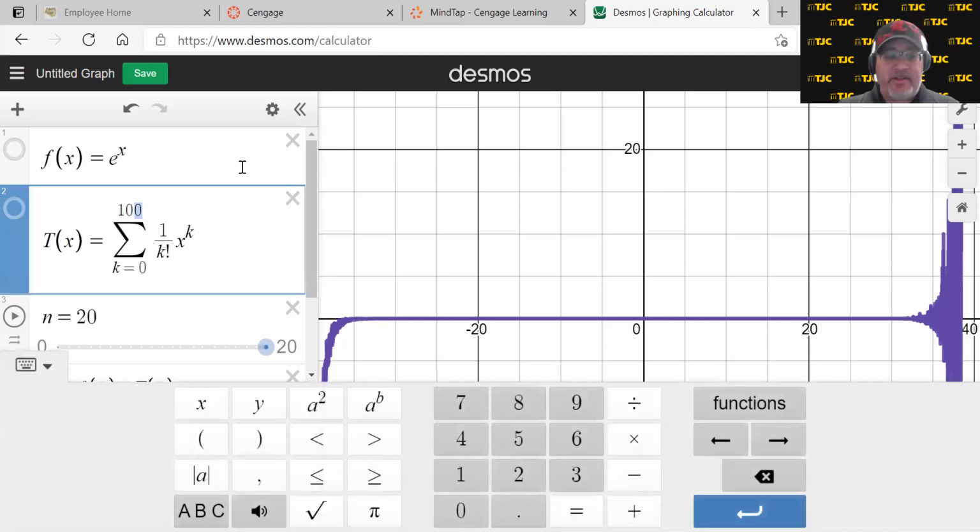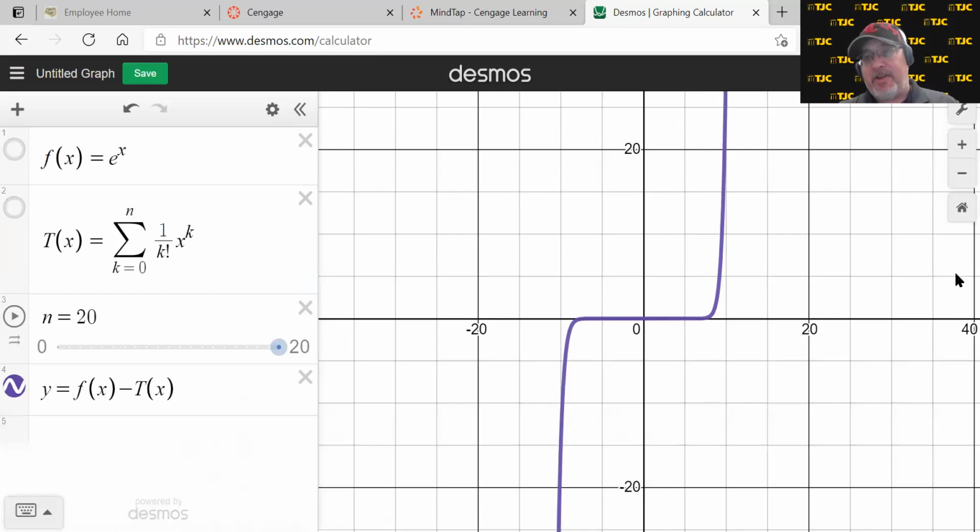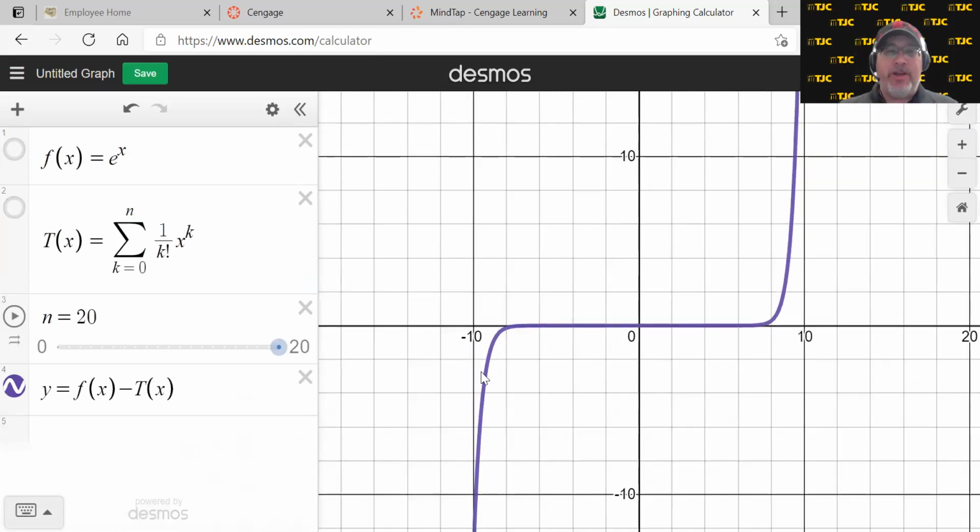But as we go further, the approximation gets worse and worse. But that's okay, because what I wanted to show you is that the difference is approaching 0, as you can tell by this purple graph approaching the x-axis as we let the Taylor polynomial's degree get higher and higher. So that's all the theory is saying.